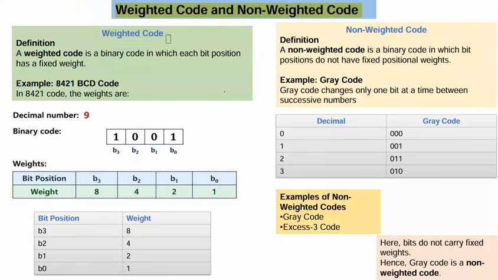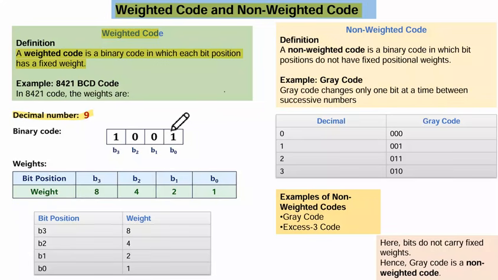Yes, so what is weighted code? A weighted code is a binary code in which each bit position has a fixed weight. Yes, matlab each bit is having a fixed weight. So what is the meaning of this? I'll tell you. Yes, for example, you have a decimal number that is 9. Okay, so if you want to write this 9 number in binary form, that is 1001, right?